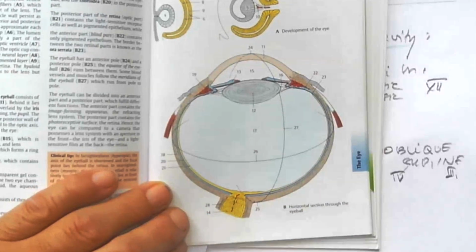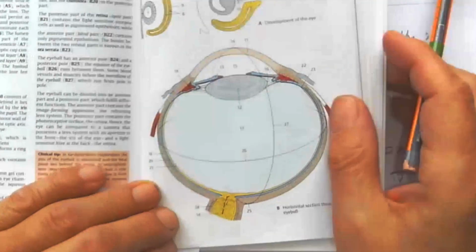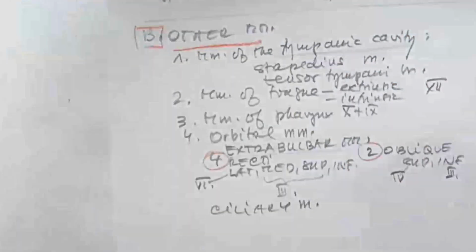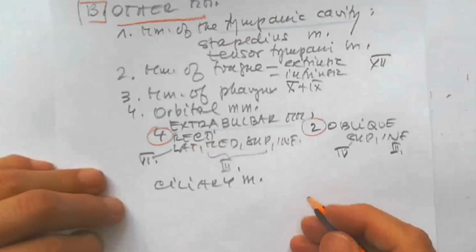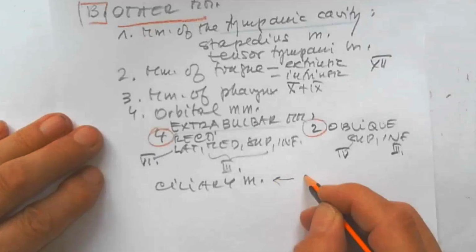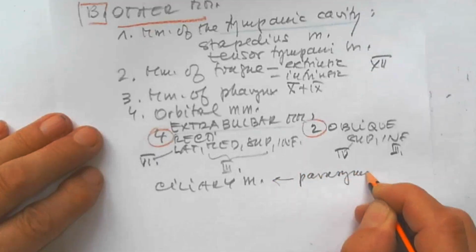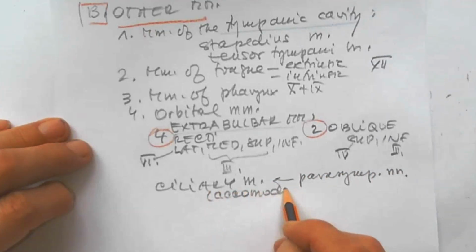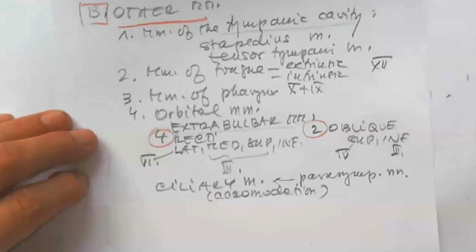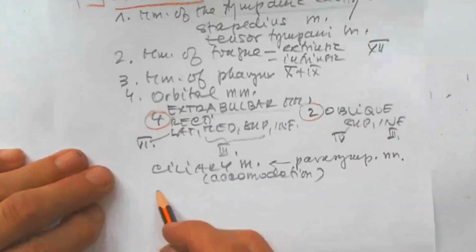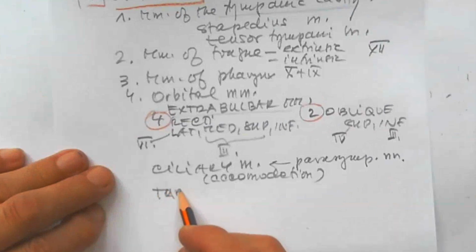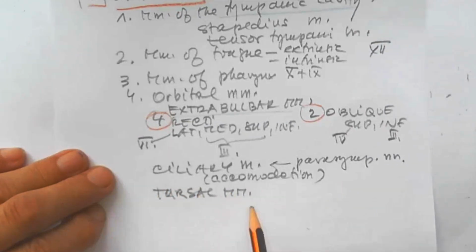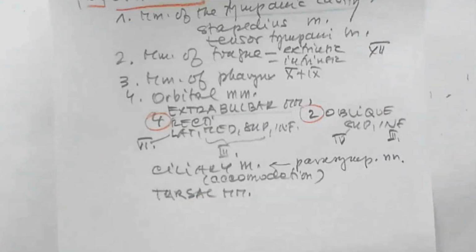I know that we speak about the skeletal muscles, the striated muscles, but if we mention the muscles in the orbit, we have to mention also the ciliary. So the ciliary muscle is innervated by the parasympathetic nerves, and we could add accommodation, just information for all of us. And also another, we call them tarsal muscles. Tarsal muscles are found in the palpebrae.